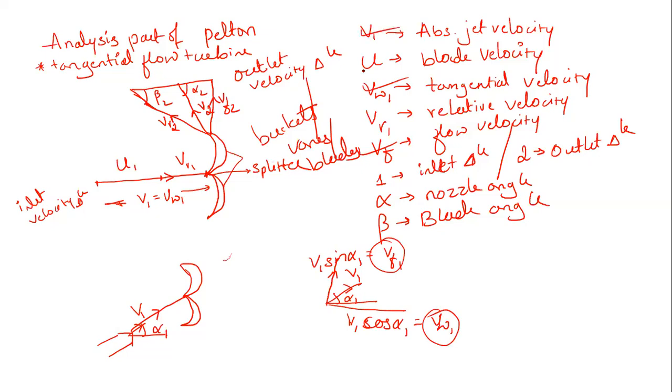What is U? When this jet hits the blade, will it move or will it stay like that only? It has to move now. At what velocity is it moving? It is moving with the velocity U, the blade velocity. So V1 is the jet velocity and U is the blade velocity with which the turbine rotates. I have already given you this explanation in the last class, that it is called the relative velocity, the relative velocity of blade with respect to jet.